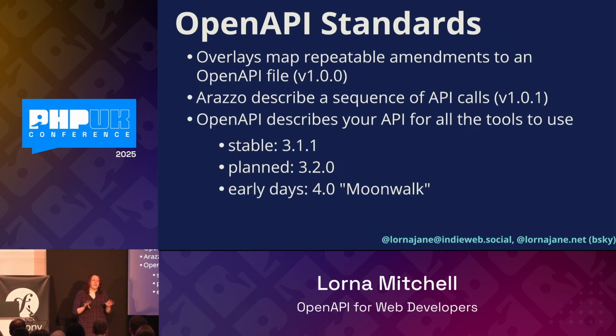OpenAPI has had a few standards released in the last 6 to 12 months. Overlays, I mentioned. Overlays are a way of mapping repeatable amendments onto an OpenAPI file. So if you need to make those edits again, the source file might change and you need to also make those amendments for the output, then the overlay standard will help you, and there is tooling ready for you to use. We've also had a RATSO.